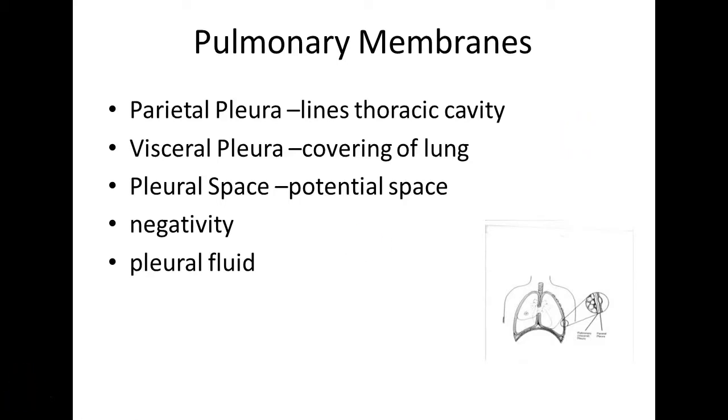Okay, your parietal pleura lines your thoracic cavity, while your visceral pleura is the covering of the lung, and then there's the pleural space. Your pleural space is a potential space, where the pleural fluid is. The pleural space is just a small area between the two layers of the pleura, and is normally filled with a small amount of fluid, which I mentioned earlier is pleural fluid, and that allows for movement of the lungs.